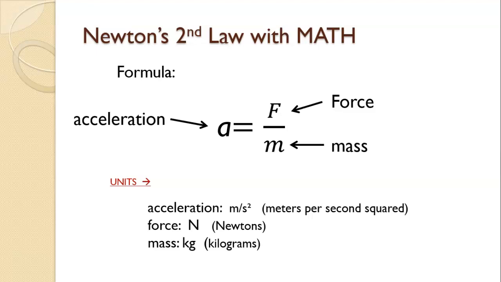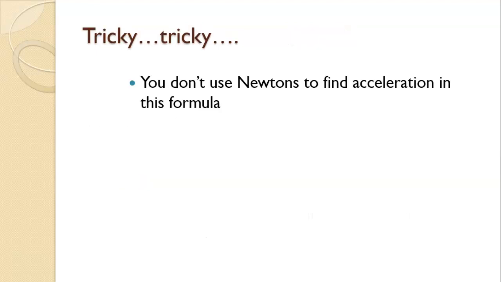Okay, so let's take a little bit of a look at this. It gets a little tricky. Technically speaking, we cannot do math with newtons. We actually have to change newtons to something else. And we can say that 1 newton is equal to 1 kilogram times meter per second squared. What? Yep, that's right. 1 newton is equal to 1 kilogram times meter per second squared.